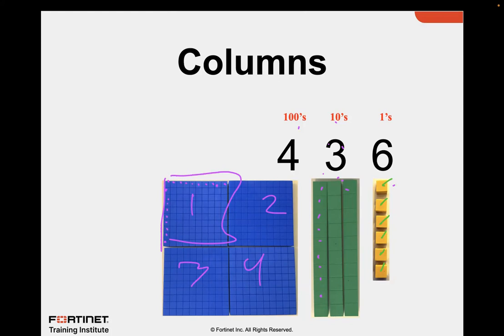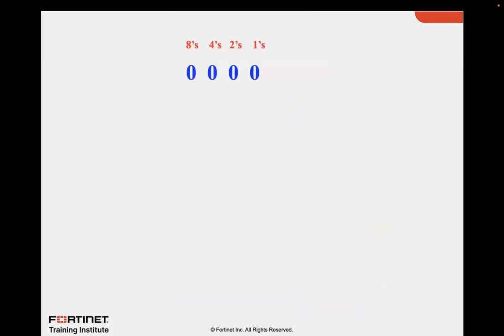Keep that in mind as we look at binary. Binary doesn't have a ones column and a tens column. Because we're just dealing with states of ones and zeros, every column is double the one before it. So we have a ones column. The next column over is not a tens column, it's a twos column. After that is a fours column. After that's an eights column.